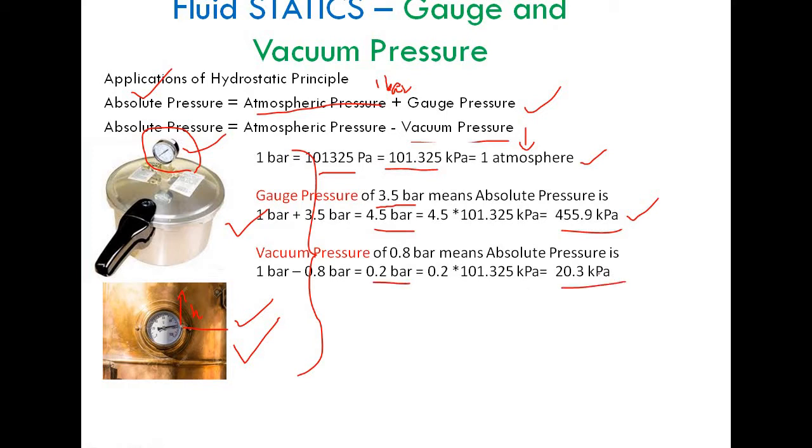So you should know what is meant by gauge pressure, what is meant by vacuum pressure, and how to express gauge pressure and vacuum pressure in terms of their respective absolute units. So gauge pressure plus atmospheric pressure will give you absolute pressure, whereas atmospheric pressure minus vacuum pressure will give you the corresponding value in absolute units. I think this is clear.